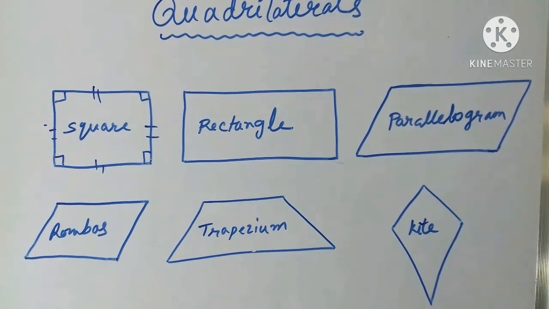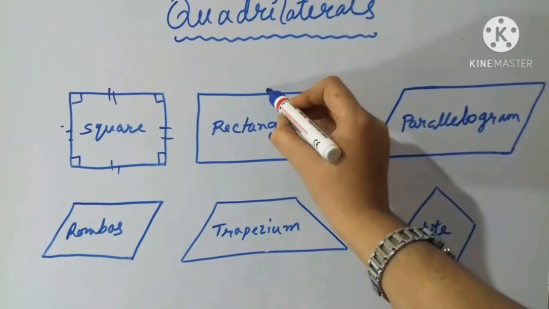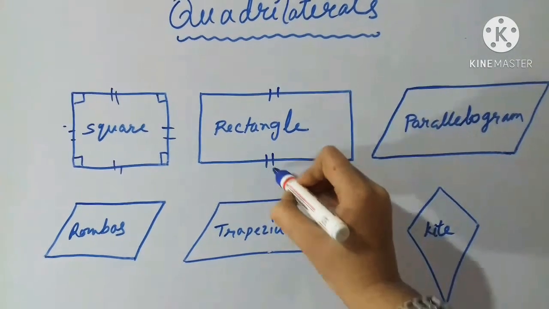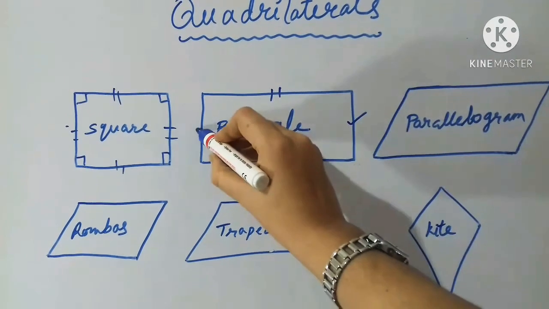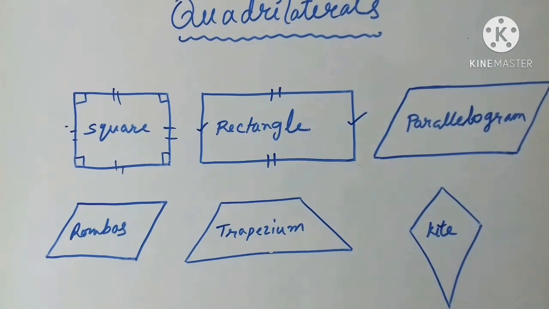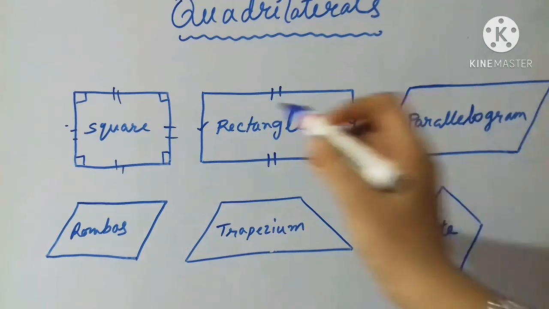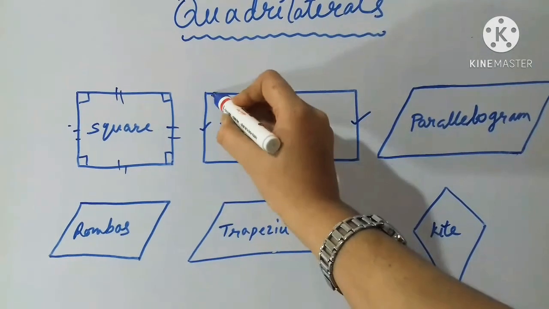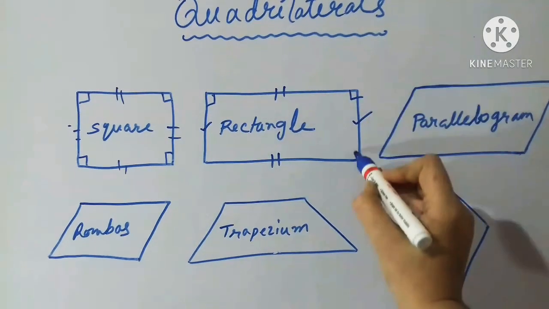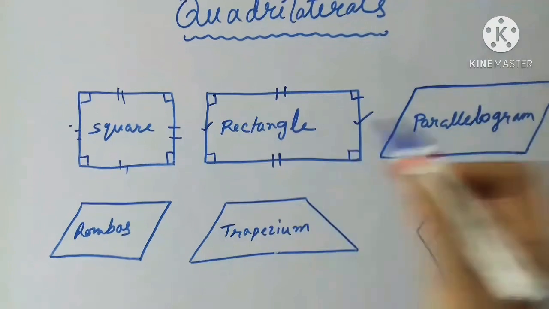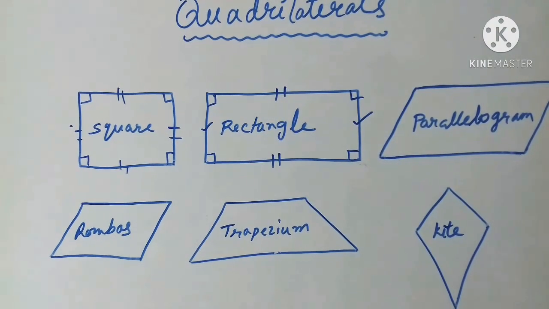And next come to rectangle. The characteristic of rectangle is its opposite sides are equal. This side is equal to this side and this side is equal to this side. Means the opposite sides are equal, but all sides are not equal to each other. So another characteristic is the four angles are 90 degree. The four angles are 90 degree means the four angles are equal. This is the basic characteristic of rectangle.